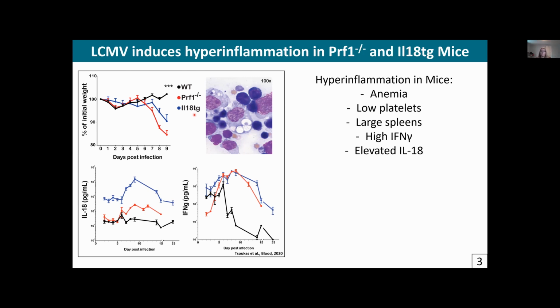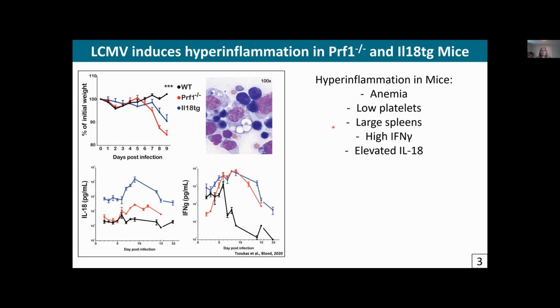When you infect both of these genotypes of mice with LCMV, you end up getting a hyperinflammatory phenotype that very well represents what we're seeing in patients. This includes hemophagocytosis, as well as high levels of pro-inflammatory cytokines such as interferon gamma and IL-18, and very large spleens, so splenomegaly, and anemia.